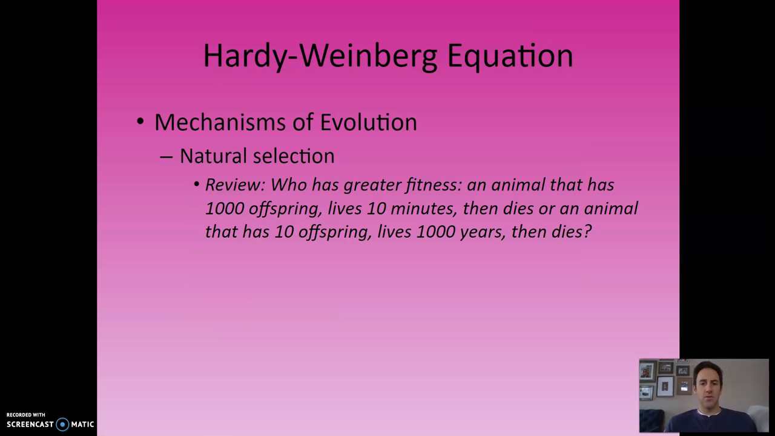First of all, remind me, who has greater fitness? An animal that has 1,000 offspring lives 10 minutes and then dies, or an animal that has 10 offspring lives 1,000 years and then dies? Hopefully you said the animal with 1,000 offspring, because fitness in an evolutionary sense is based on how many offspring you manage to leave behind. It doesn't matter how long you live. What matters is how many offspring you pass your genes onto. That is what is going to make sure your genetic material spreads.